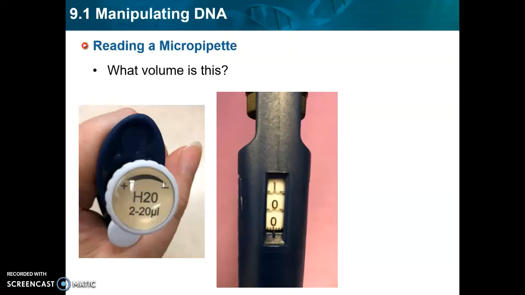All right, the volume that would be dispensed here is 10 microliters. 10 because this is an H20 pipette. Our max volume is 20 microliters. So our tens place starts here, then our ones place, then our tenths place. This would be 10.0 microliters.